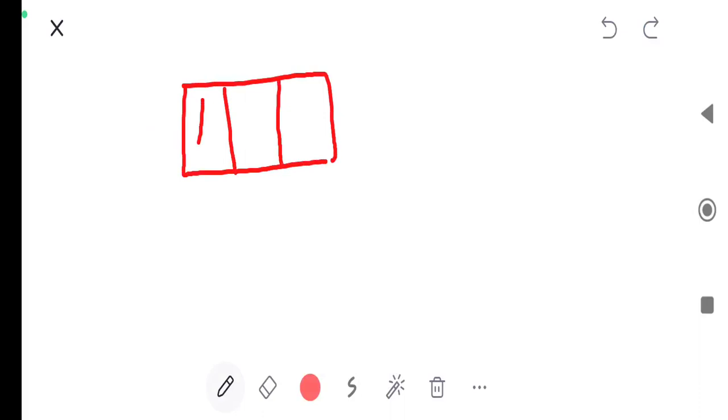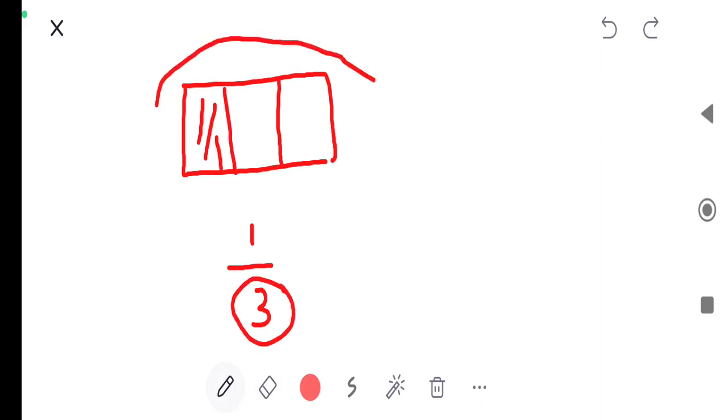If we have a rectangle that is divided into 3 equal parts and one part is shaded, the fraction representing the shaded part will be 1 over 3. I wrote 1 at the top because it was only one part that was shaded. Okay, then I wrote 3 at the bottom because the total number of parts in this diagram is 3.